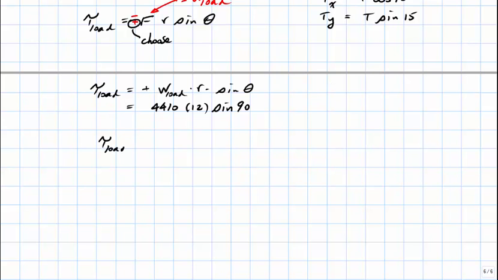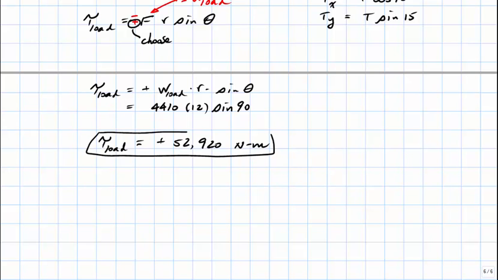The result equals positive 52,920. And the units for torque are Newton meters. Let's emphasize that the positive means that the load tends to rotate the beam in a counterclockwise direction.